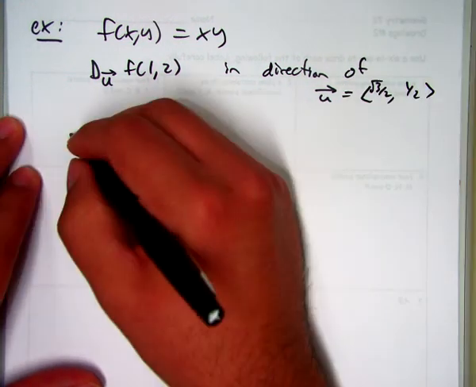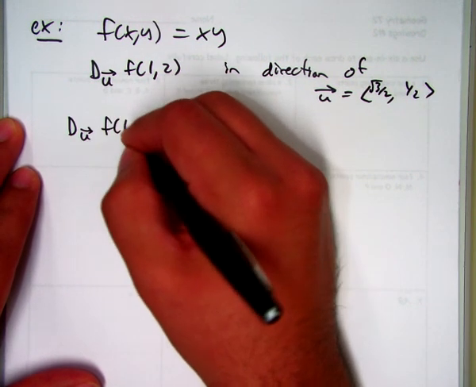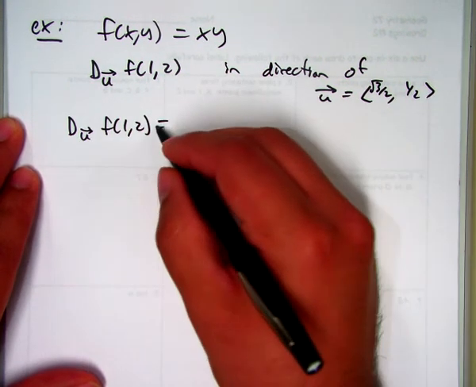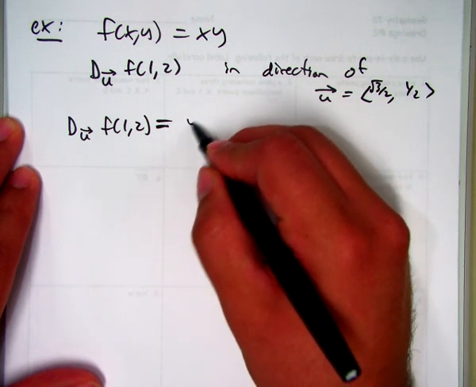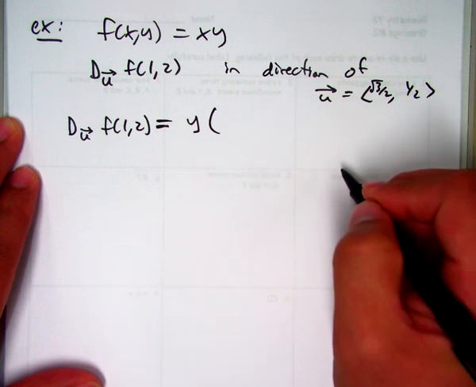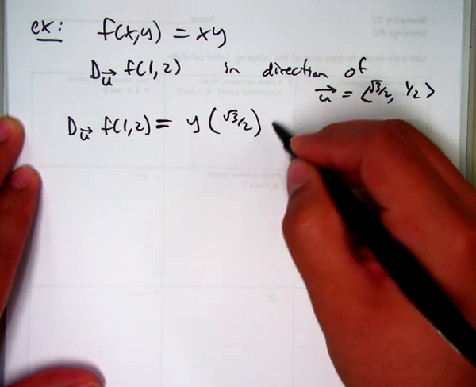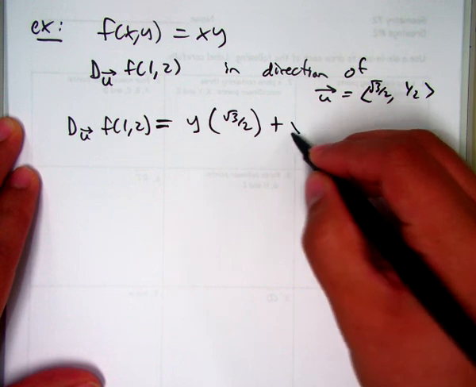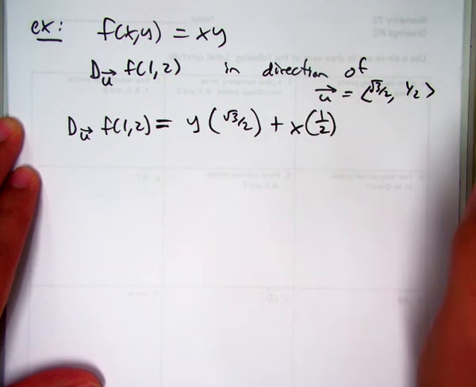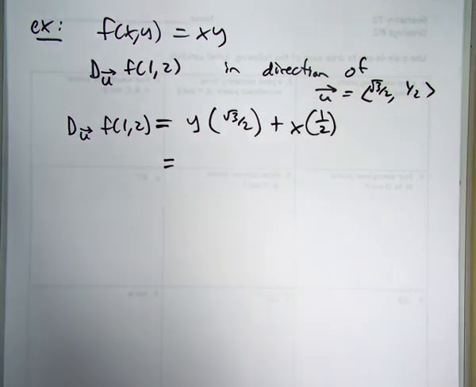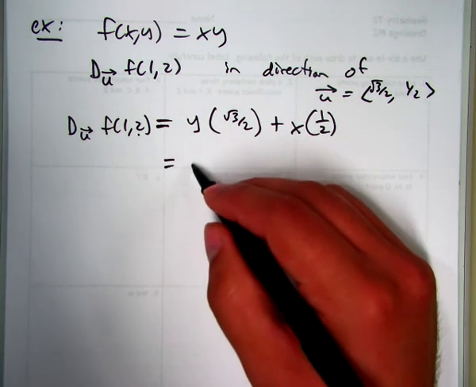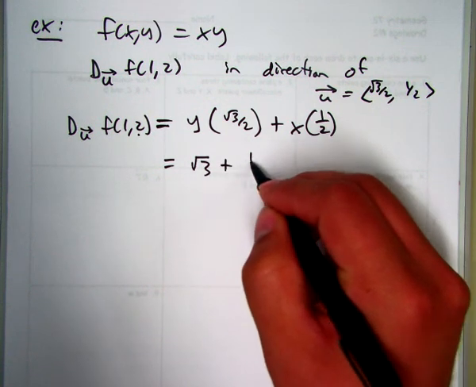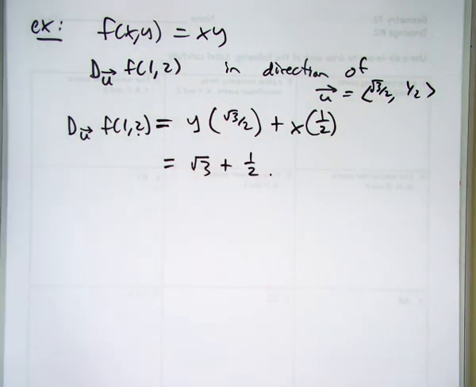Well, now with this new formula that we've proved, we just do partial x, which is y, times u1, which is root 3 over 2, plus partial y, which is x, times a half. Of course it's way better. And then plug in the point now. What do we get? If y is 2, then we get root 3 plus x is 1, 1/2. Oh, so much nicer. Thank you, chain rule. I'll see you guys tomorrow.